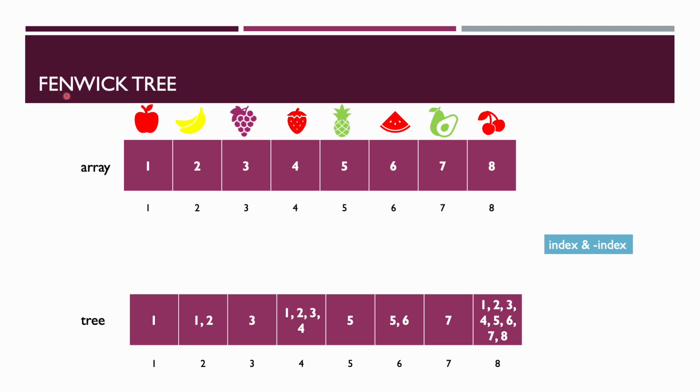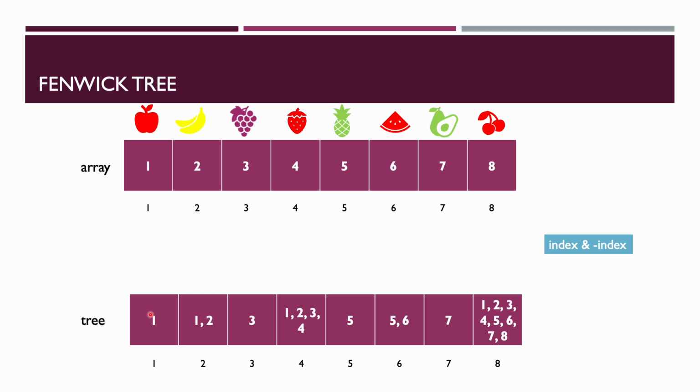The idea behind the Fenwick tree is that it uses index AND minus index to get the last set bit value, and that will be the number of boxes it's going to hold the sum for. Okay, let's not try to understand this right now. I'll explain this later.